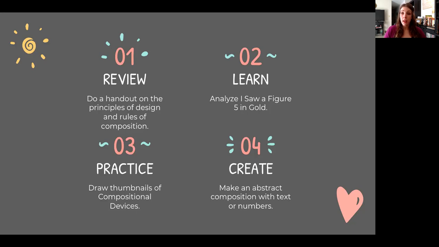We will go over the elements of art, principles of design, and rules of composition, and that will be this first video. In the next video and continuing this lesson, we're going to learn about a piece of art. We're going to practice by drawing the compositional devices, and we'll learn what those are at the end of this video. And then you will create your own piece by making an abstract composition with text or numbers. So if you're getting tired of drawing representational things, don't worry, this is your project.